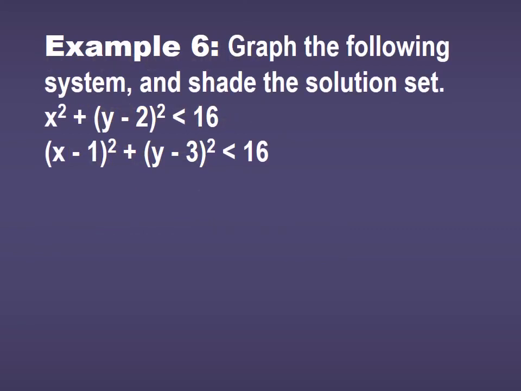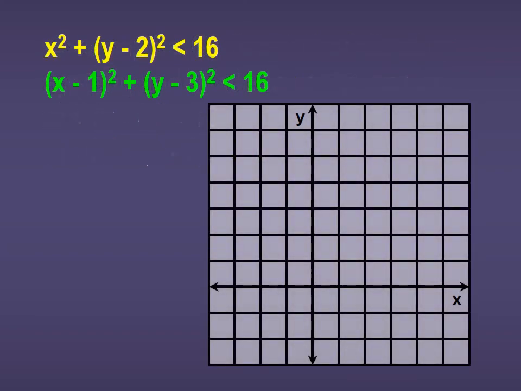All right, here we go. Graph the following system and shade the solution set. So we need to graph those circles, okay, shade them, and then the part where both of them are shaded is our solution, okay? So first circle, x squared plus y minus 2 squared is less than 16.